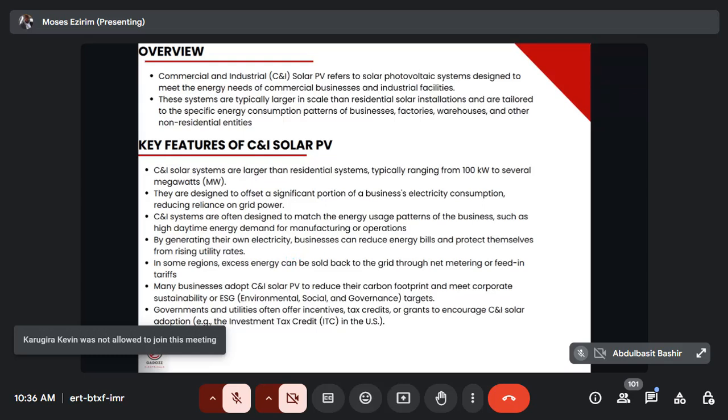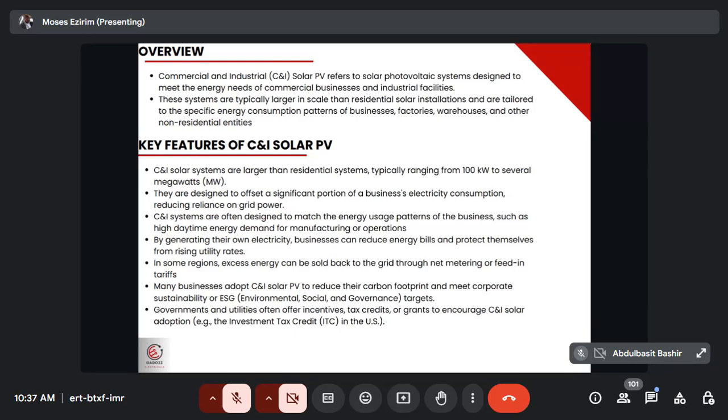You don't have to panic. All right. Now, in the same region, excess energy can be sold back to the grid through net metering. We've not started this, but I think we should be starting soon in Nigeria. I don't know if those of you in Uganda, do we have anyone in Uganda here? Do we have anyone outside Nigeria? I'm sure we should. Anyone outside Nigeria?